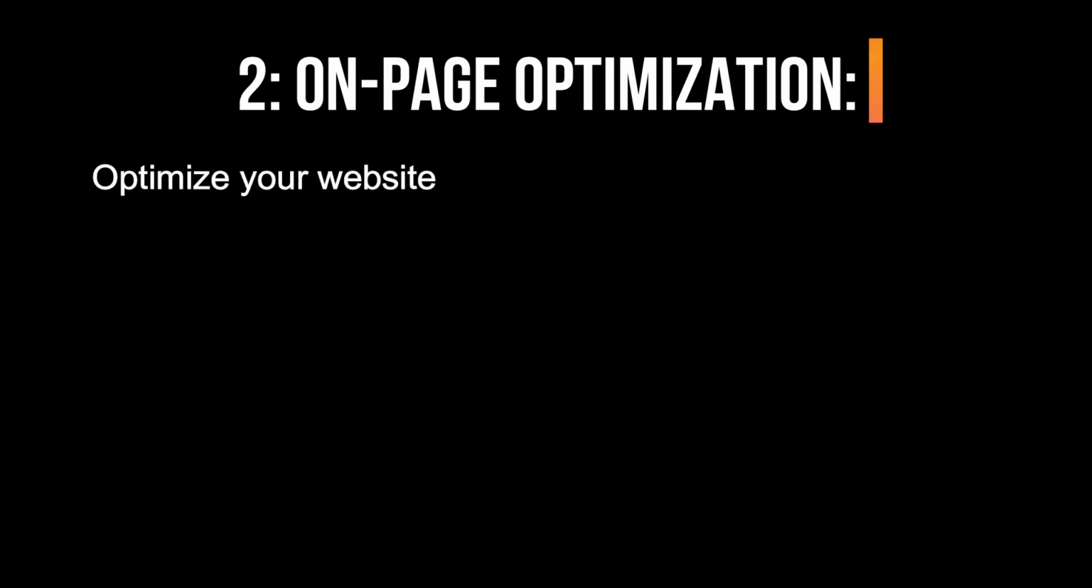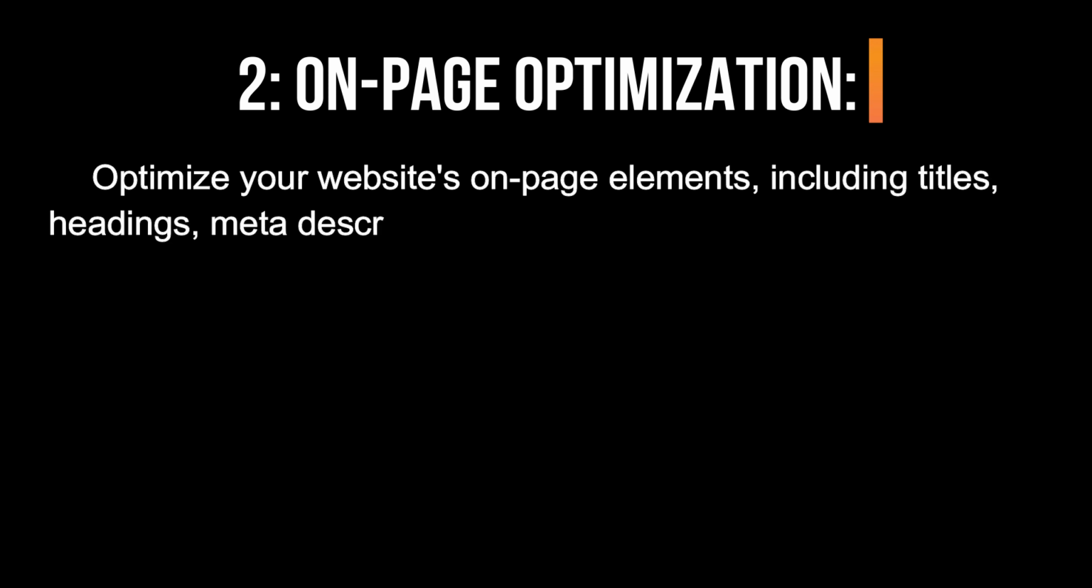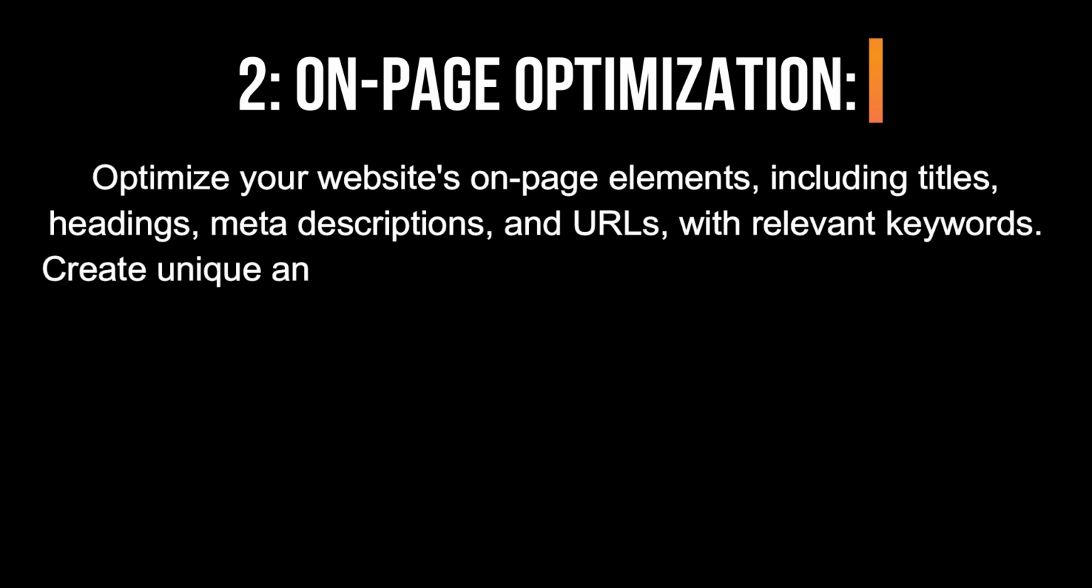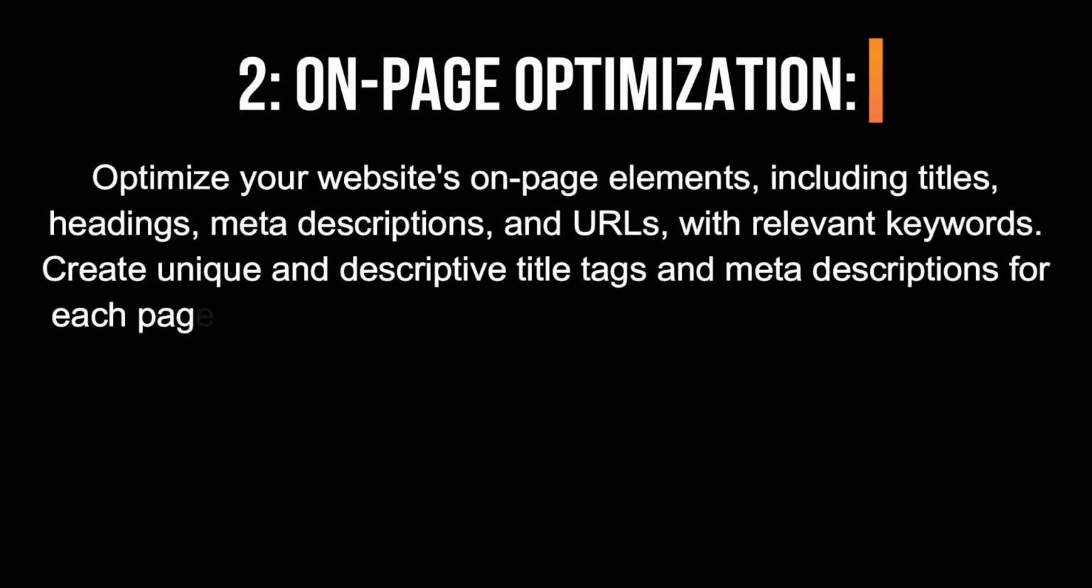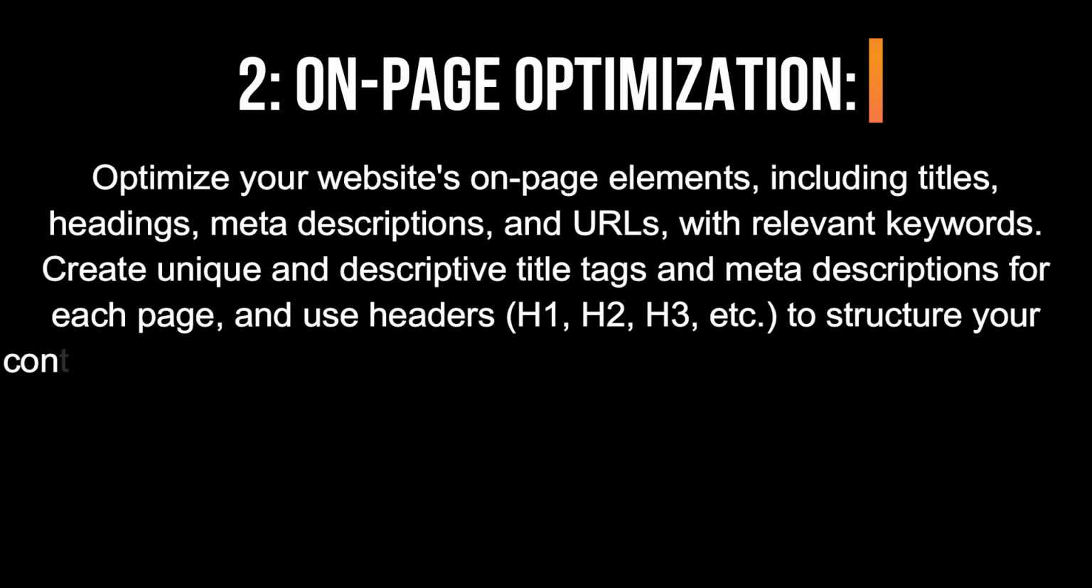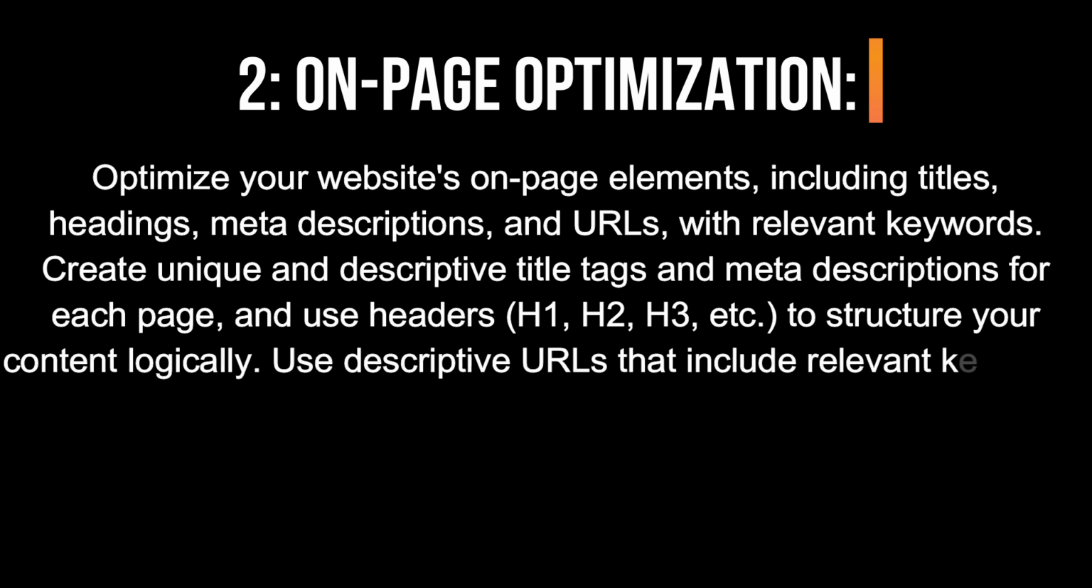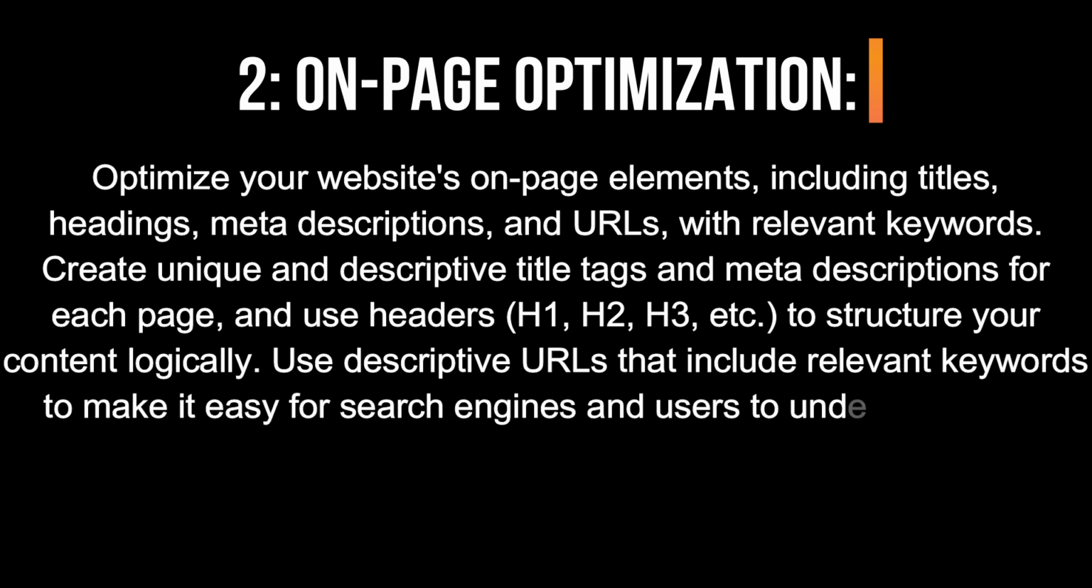2. On-page optimization. Optimize your website's on-page elements, including titles, headings, meta descriptions, and URLs, with relevant keywords. Create unique and descriptive title tags and meta descriptions for each page, and use headers, H1, H2, H3, etc., to structure your content logically. Use descriptive URLs that include relevant keywords to make it easy for search engines and users to understand what your page is about.